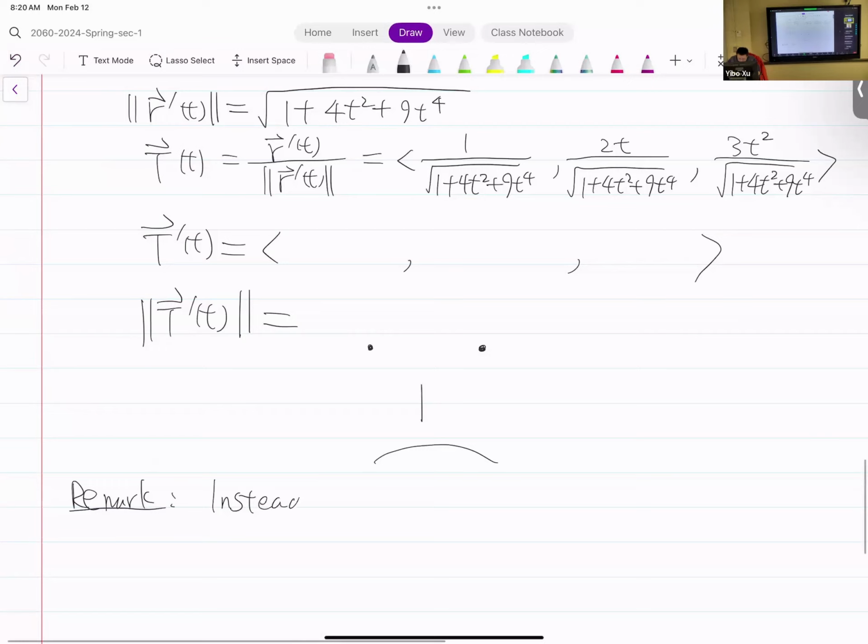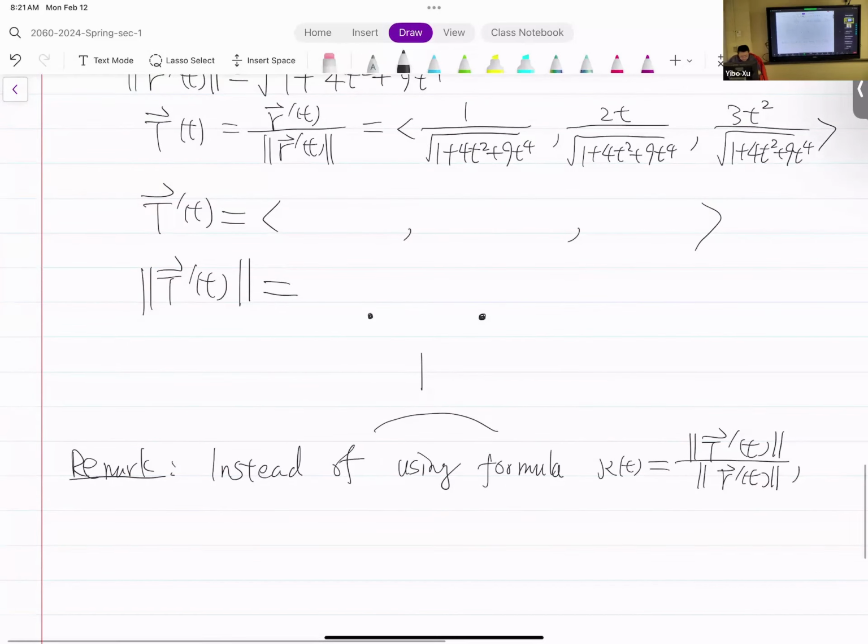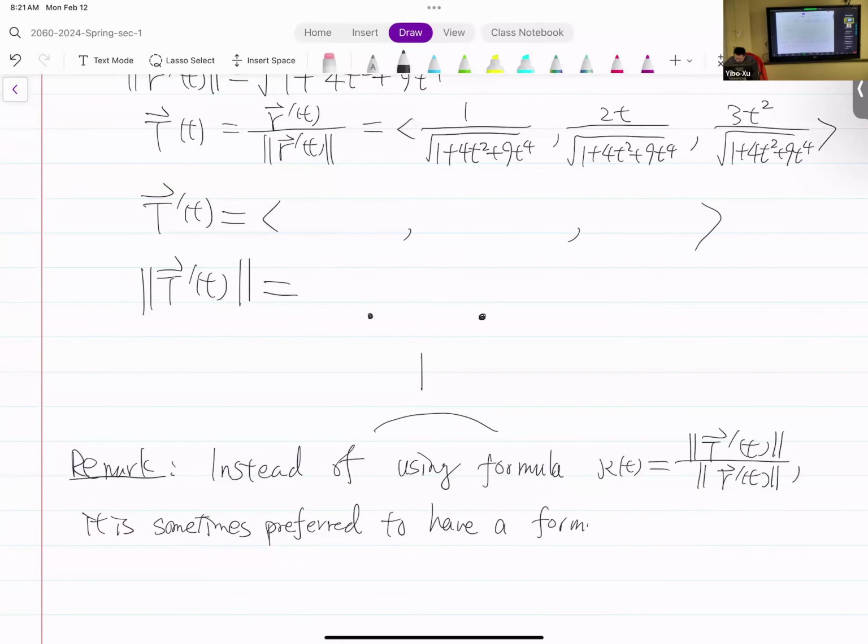Instead of using the formula where kappa of t is T prime over little r prime, both in magnitudes, it is sometimes preferred to have a formula that does not involve T prime.